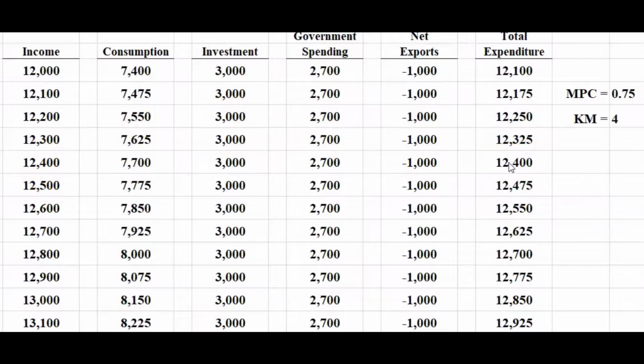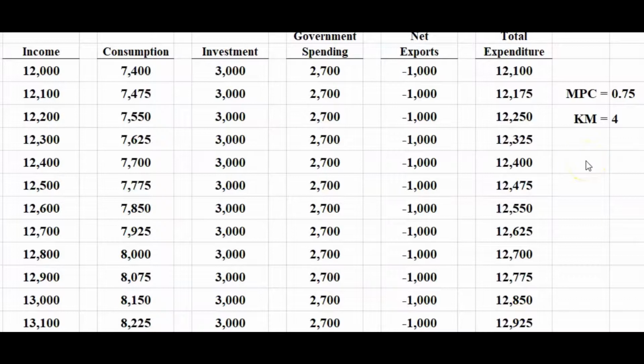Let's say that we want to increase GDP by, I don't know, 300. So if we want GDP to now be, instead of 12,400, we want it to be 12,700. That's our goal. That's our target. So we're going to take the increase that we want, which is 300, and divide that by the Keynesian multiplier, which is 4. Well, 300 divided by 4 is 75. So 75 is the initial change that we have to make.